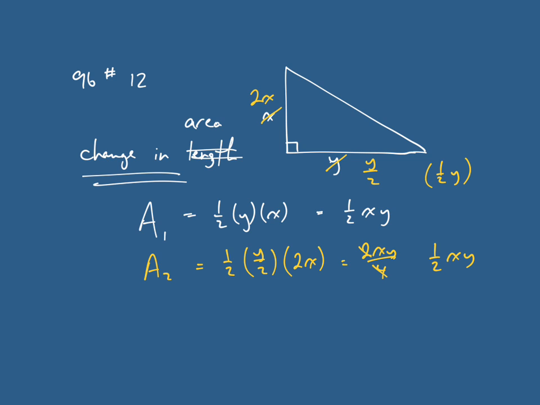And the change then is the amount of area that we ended up with minus the amount of area that we started with, right? We want to see how it's changed. So the new situation minus the old situation. And I think that gives us 1/2 xy minus 1/2 xy. And that actually shows us that the area doesn't change if we double the length of one side and halve the length of the other side.